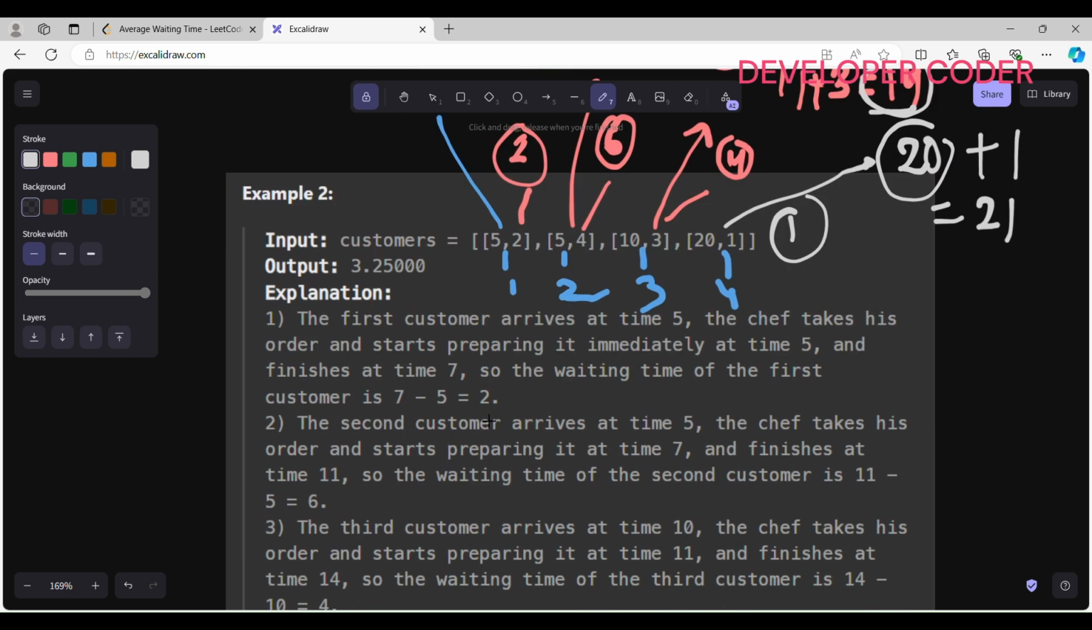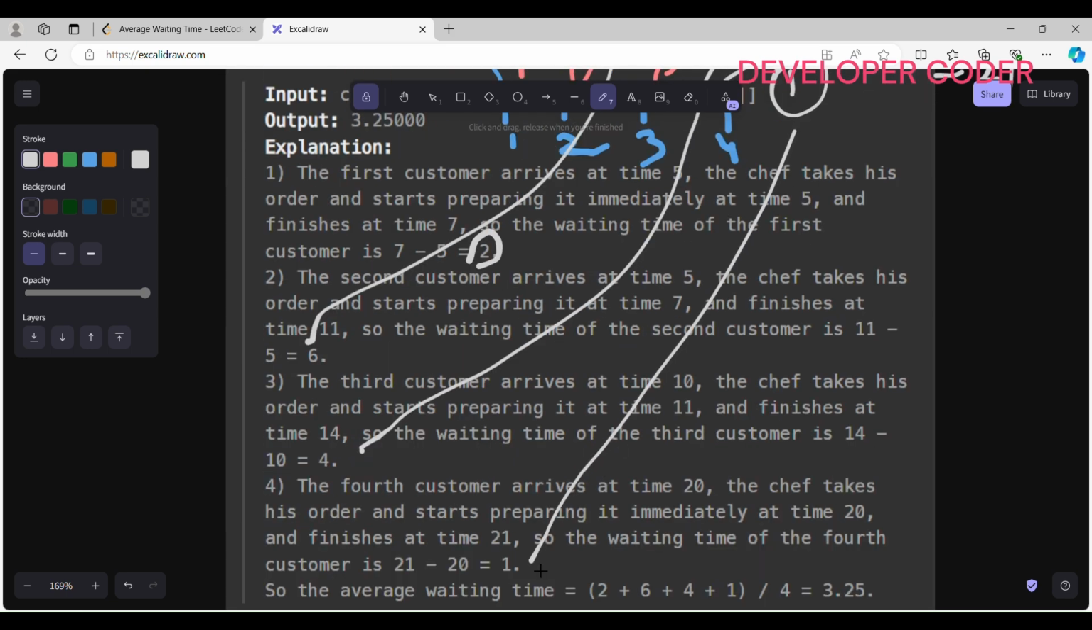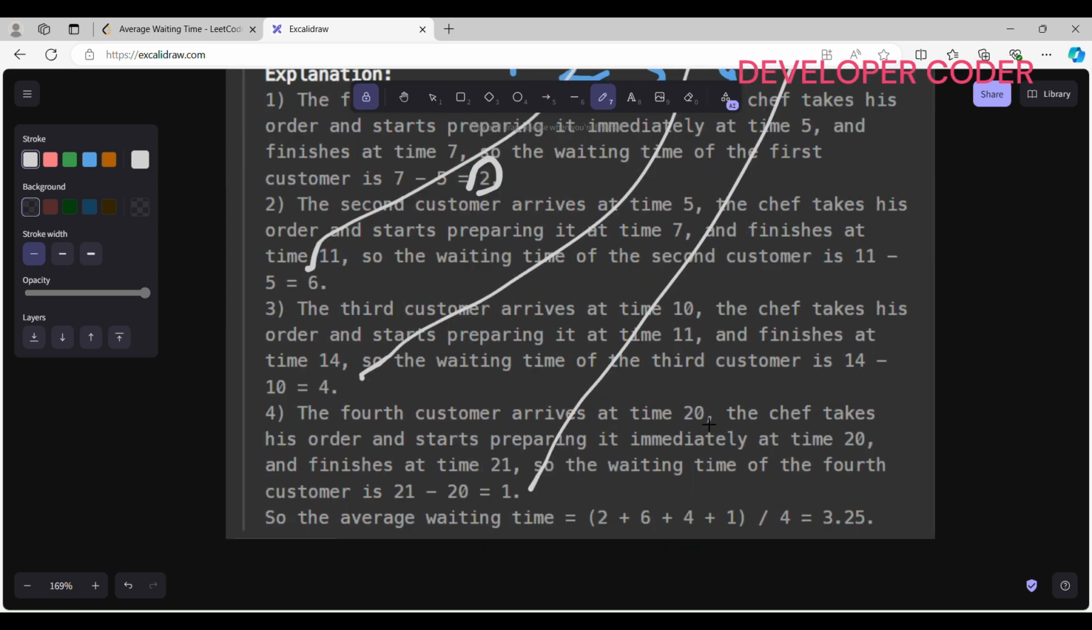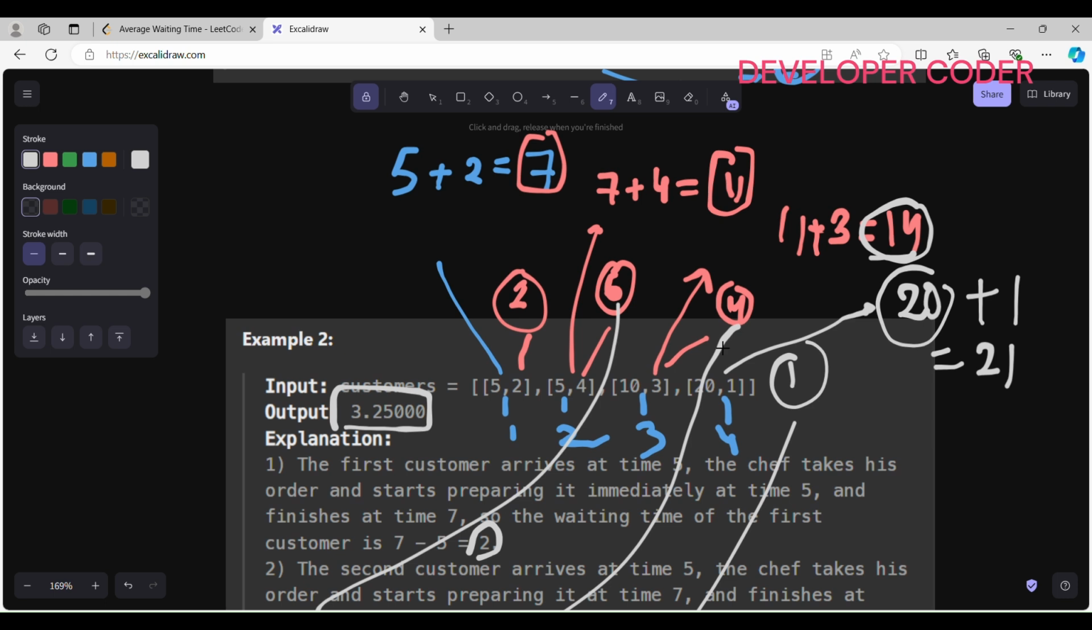Okay, so see here, 2, then this 6, then this 4, and then this 1. So the average waiting time is 2 plus 6 plus 4 plus 1 divided by the total number of customers, 4, which is 3.25. So this is going to be my output. I hope that you guys are clear with the explanation. And now I think you guys can make the code for this one, right?